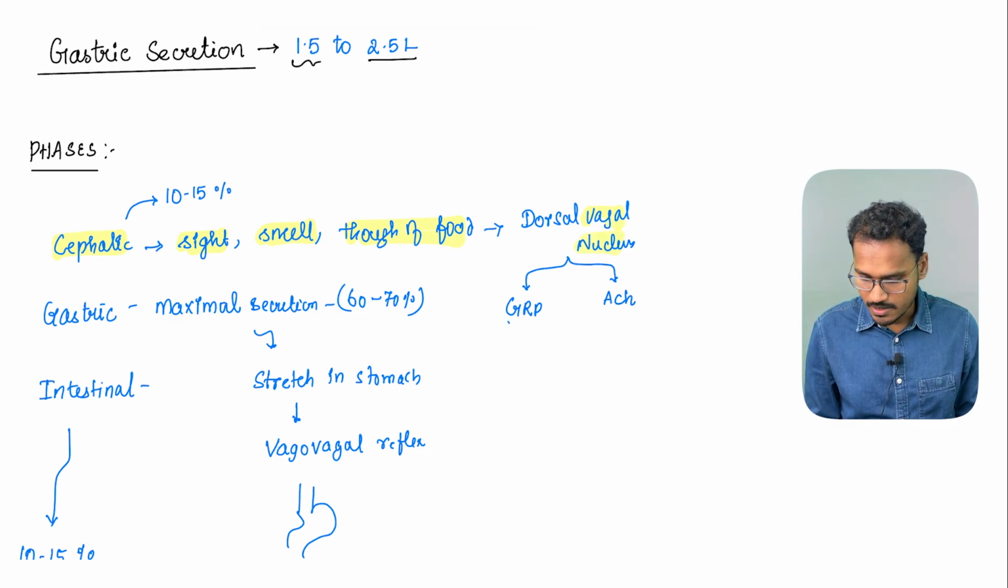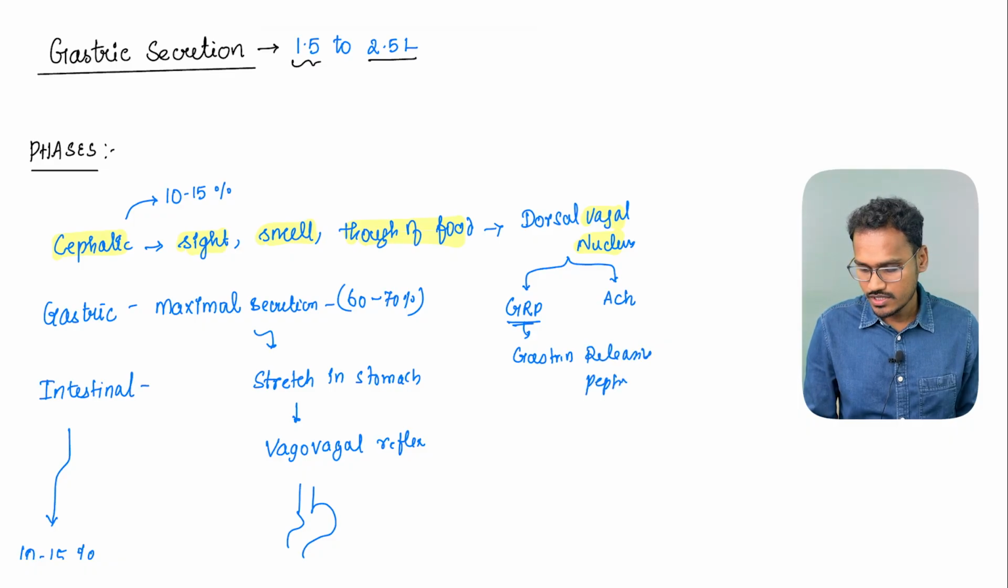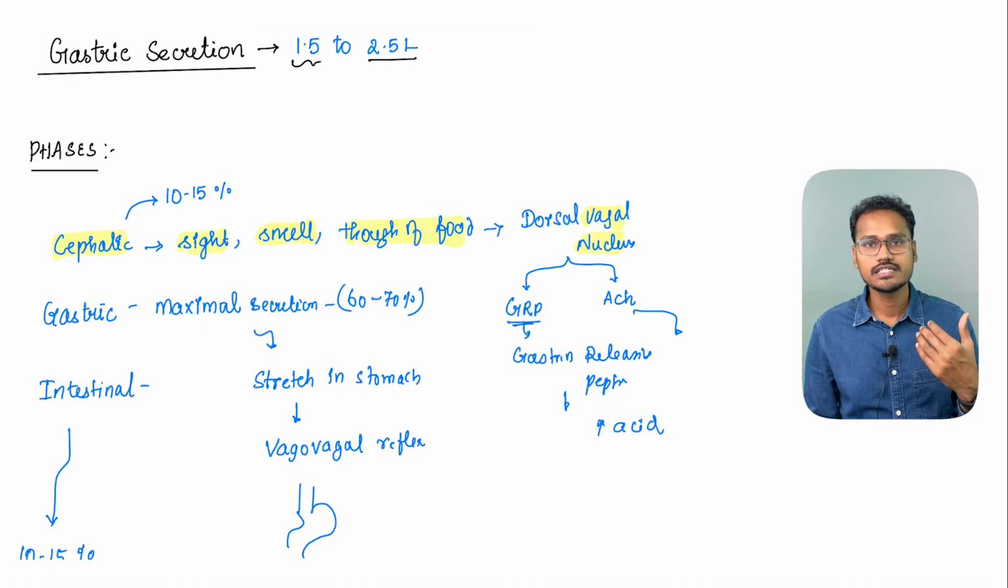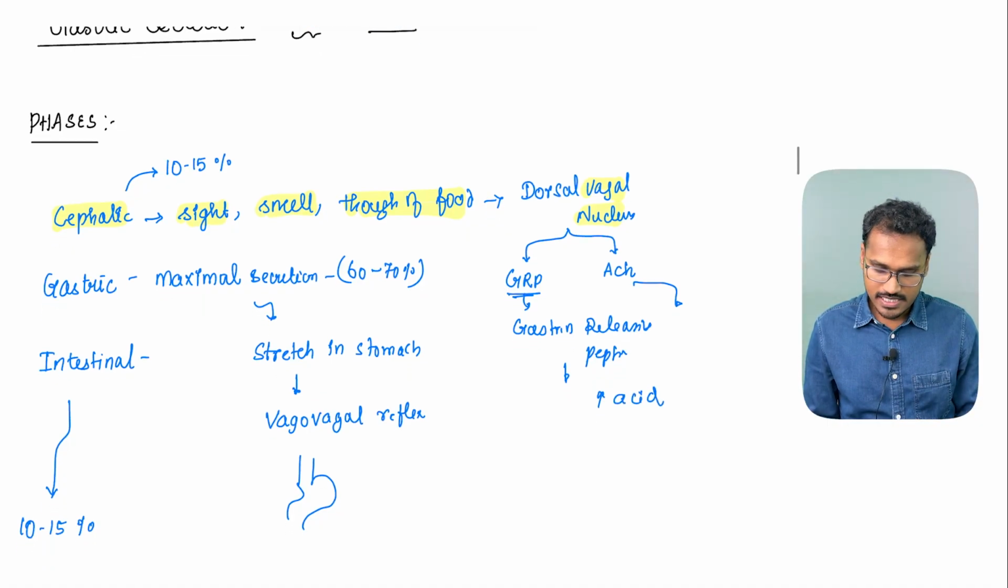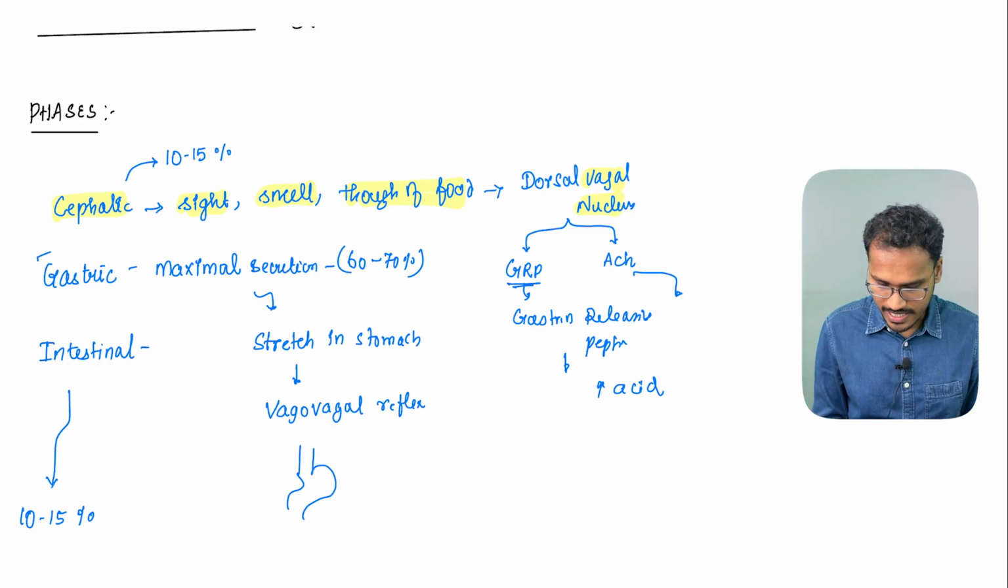One is the GRP, that is nothing but the gastrin related peptide, gastrin releasing peptide also we can say. Another one is ACh. Both of them will increase the acid secretion. So in the cephalic phase itself, the acid will start to secrete. Next, maximal secretion happens in the gastric phase.